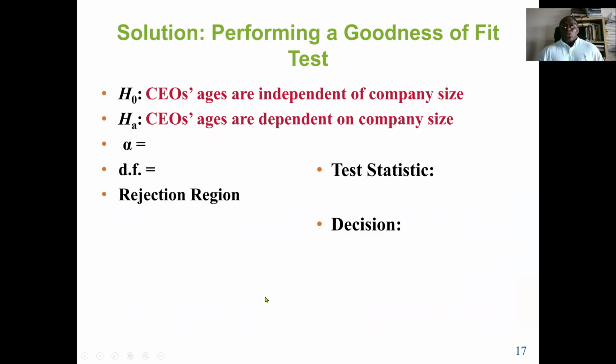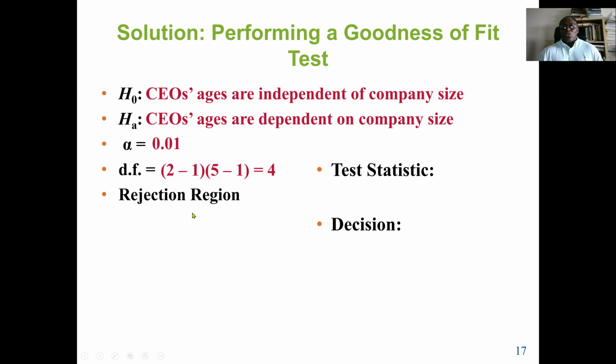So now we are going to follow the steps. Our goal is that we want to check if company ages are independent of company size. So our null hypothesis says the ages are independent of company size. The alternative hypothesis, HA, has to go against it. So we say ages are dependent on company size. So we are testing if these two variables, age and company size, are independent or dependent.